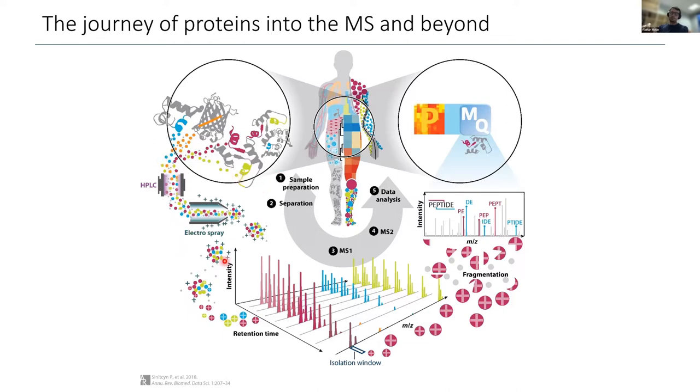And then, as we've seen before, we turn the peptides into ions and electrospray them in our mass spectrometer, where we perform these two experiments. One of them is the MS1 experiment that gives us the mass of the intact peptide. And the second experiment we're doing is the MS2 experiment.